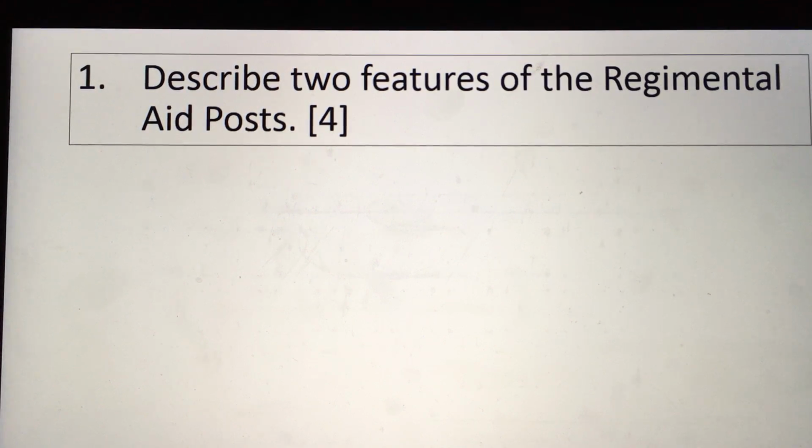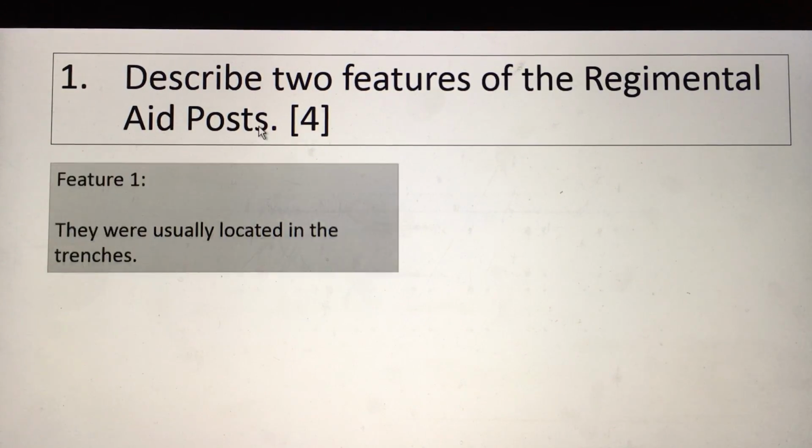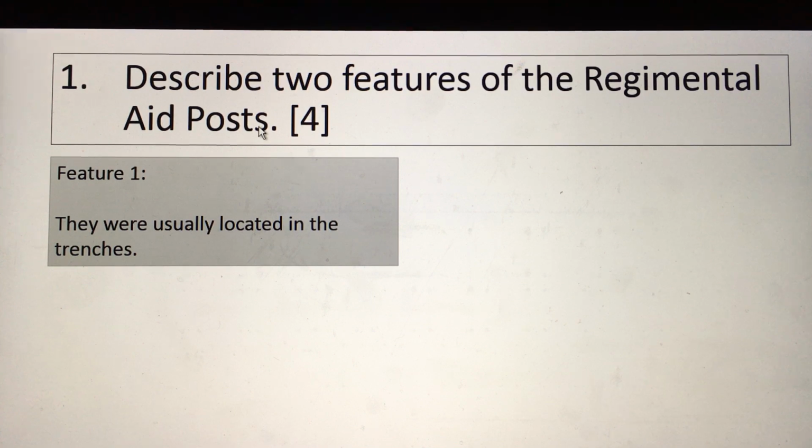Okay, so the first section of the paper is the section on the Western Front. And the first question will always be describe two features of something. So we always say describe two features of, and then it will give something that you have to describe two features of. In this case, we've been given the regimental aid posts, part of the chain of evacuation. So to answer this question, you have to identify a feature. Feature 1, here we could say that they were usually located in the trenches. Feature 1 has been identified, 1 mark achieved.